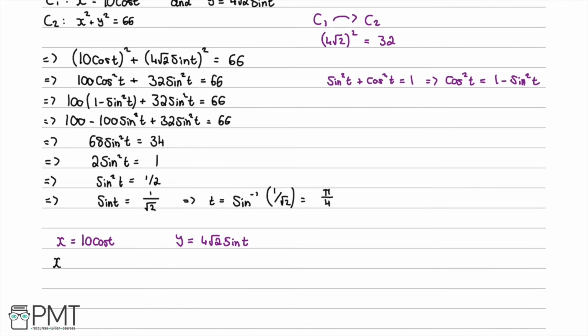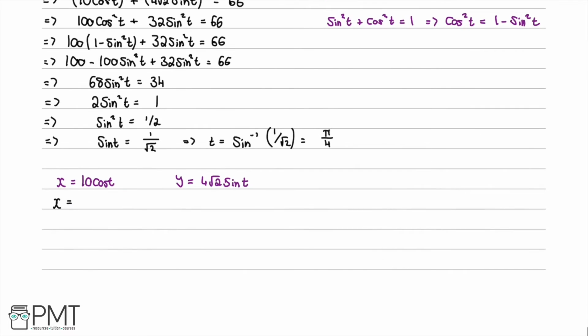So we'll have that x is going to be equal to 10 cos pi over 4. And putting that into our calculator, this comes out as 5 root 2. So that means the x coordinate is going to be 5 root 2. And then doing the same for y, we're going to have 4 root 2 sine pi over 4. And we put this into our calculator and it comes out with 4.